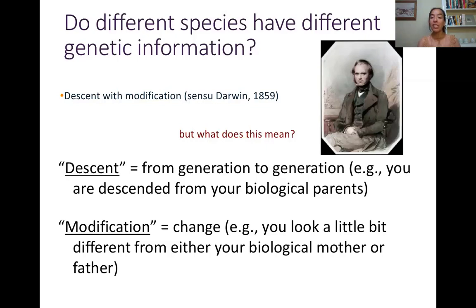So do different species have different genetic information? Well, yeah, right? And individuals have different genetic information? Yeah. So you have different genetic information than your parents or your siblings.